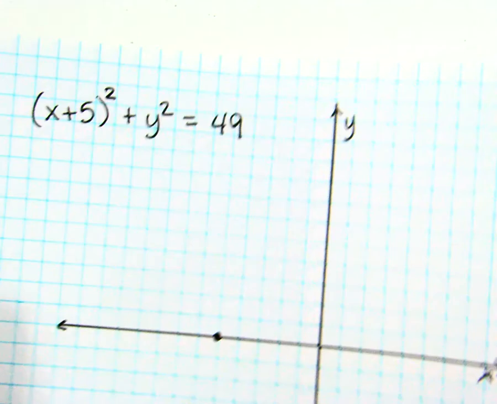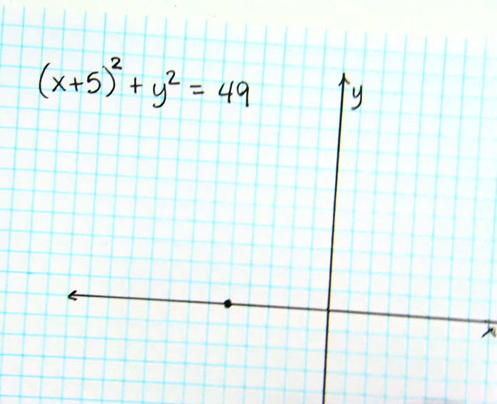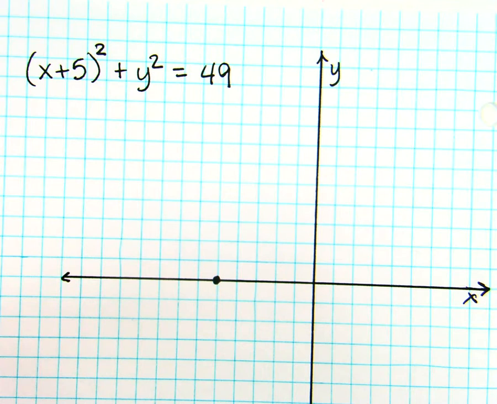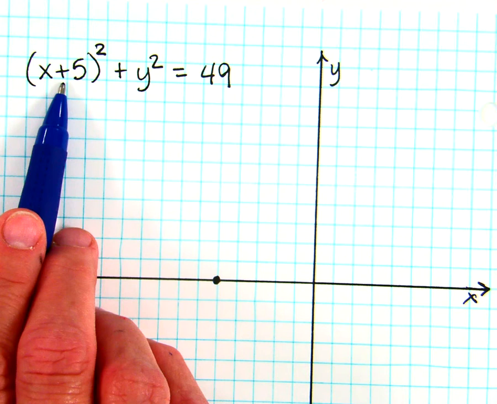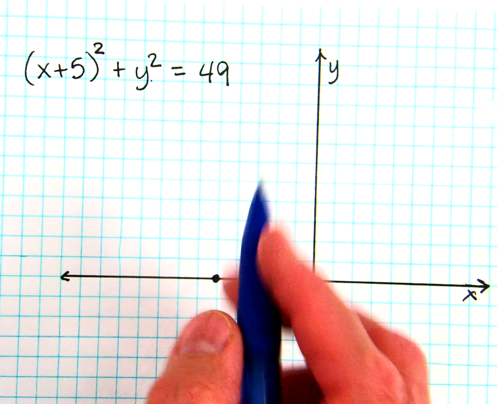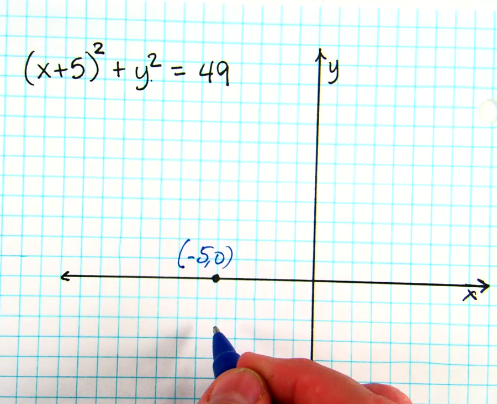Here's another one. Remember that pesky little thing about the formula having negatives in it, the standard form. So reminder, this had to have been x minus a negative 5. So the x value here is negative 5. The y value is not there, so it was y minus 0. So the center is here at negative 5, 0. The radius is the square root of 49, which is 7.